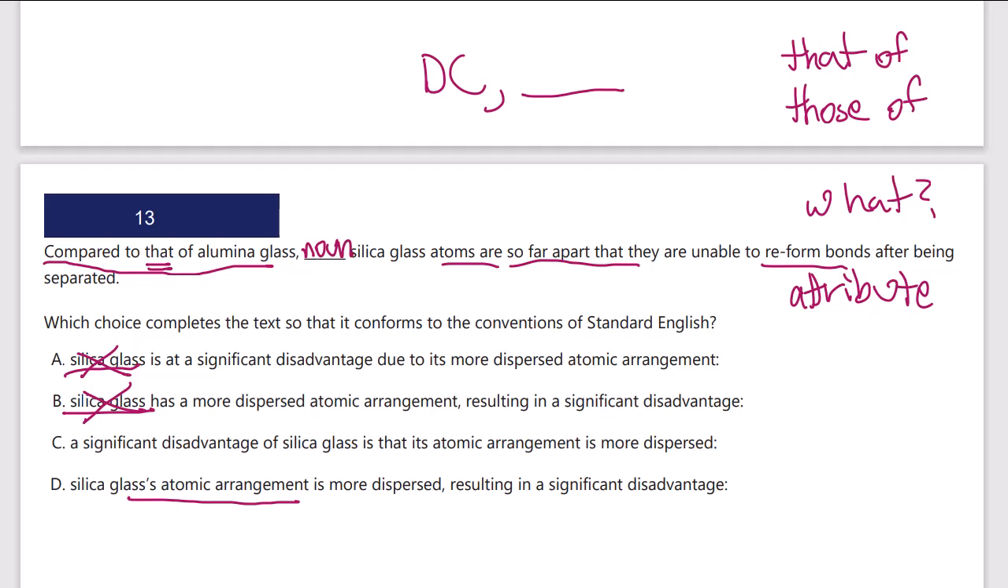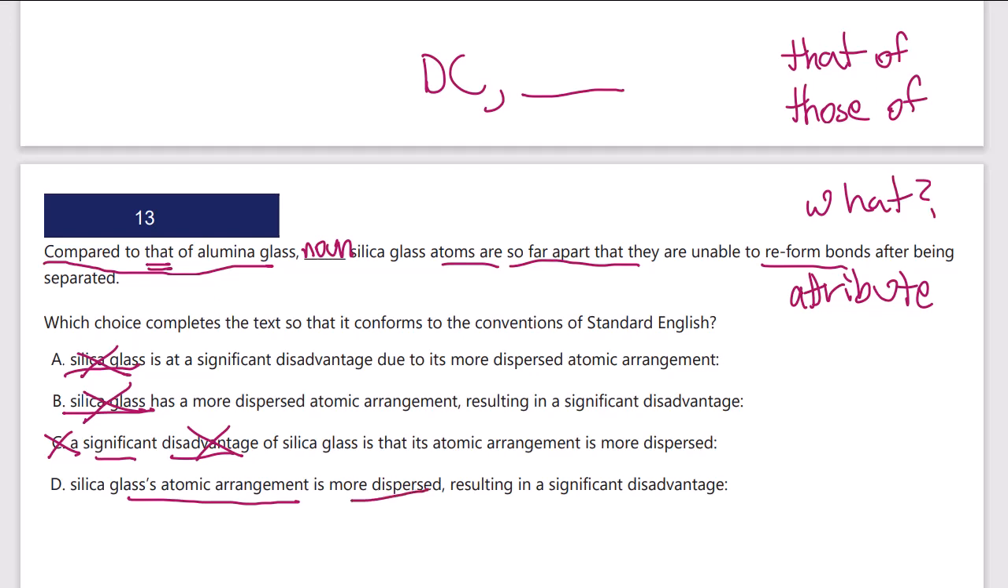Let's look at C. A significant disadvantage. Well, that is an attribute. Disadvantage is an attribute of silica glass, but it's not the right attribute. The attribute should be the form of the atoms that cannot bond. That's the attribute described in the sentence above. Now, you might think that's a disadvantage, but it doesn't say disadvantage, so that's not right. C is incorrect. D, silica glass's atomic arrangement is more dispersed.